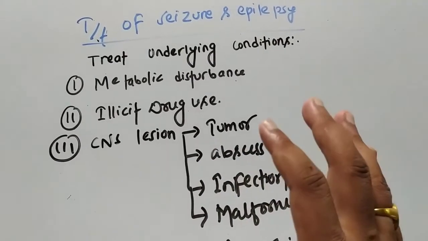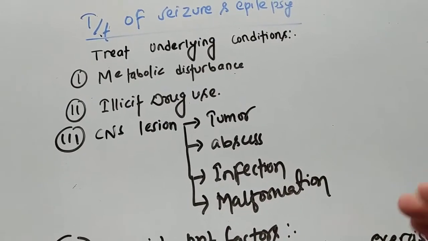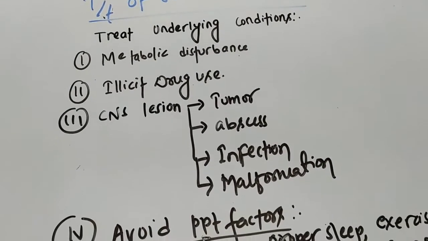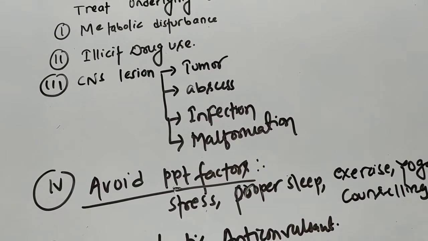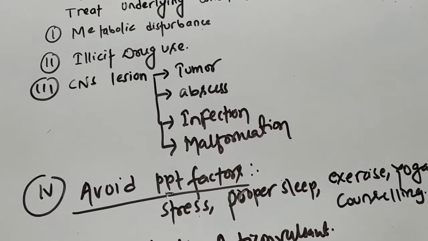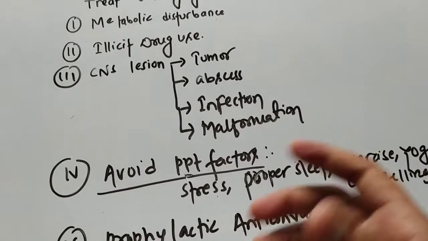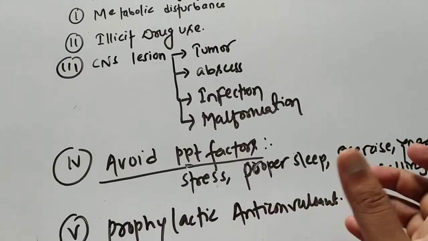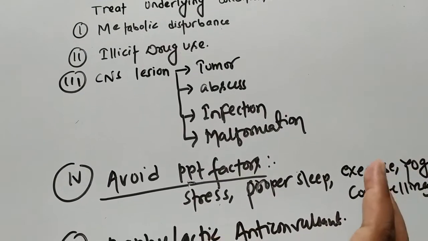Also treat any kind of CNS lesion, whether a tumor, abscess, infection or malformation. Treat that CNS lesion and avoid precipitating factors as much as possible, like avoiding stress, taking proper sleep, doing exercise and yoga, and taking counseling sessions from a psychiatrist. And also take prophylactic anticonvulsants if you are a known case of convulsion.